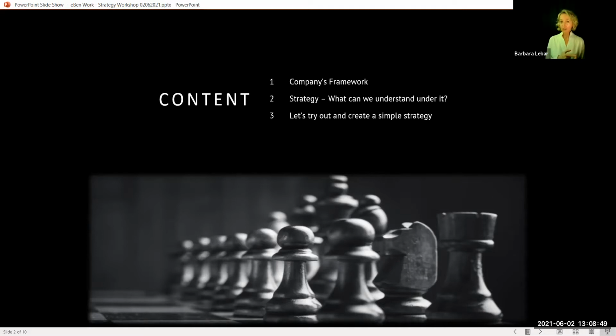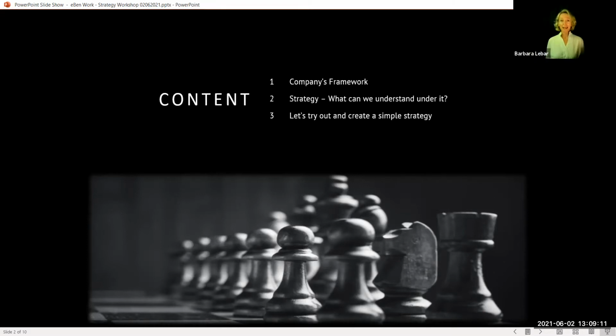So why the strategy? What is the strategy at all? Why do we have many different strategies, which of them are of key importance, and what actually is part of the strategy? Is this a sentence, a statement? Are these certain goals behind it? So really, what can we understand under strategy.